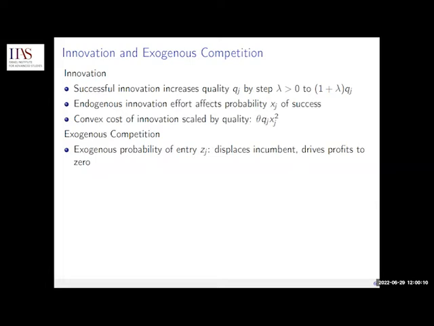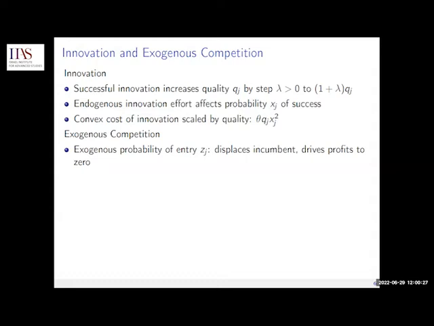Okay. The Schumpeterian competition here is going to be this exogenous probability of entry ZJ. And for simplicity now, I'll talk a little bit more about that later, how to think about it.